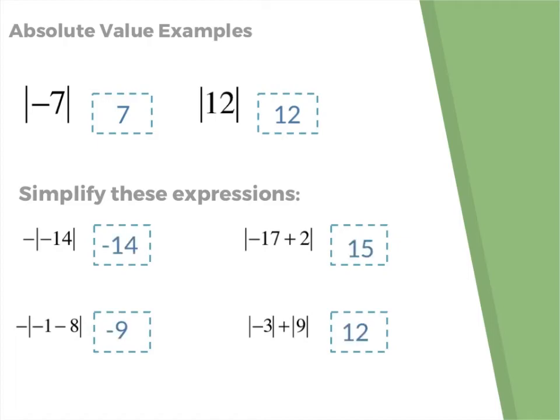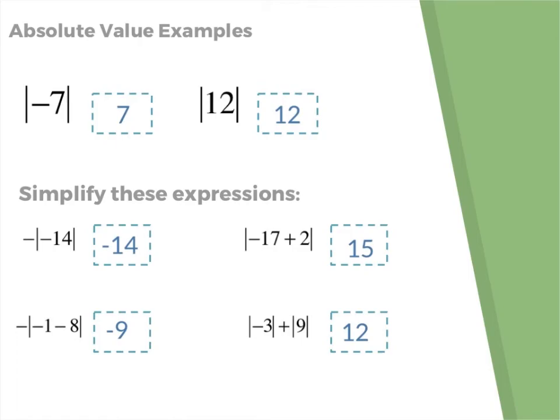How did you do? Were you able to get all of the same answers that I got? I know they were a little tricky. So negative 14, the absolute value of that is 14. Then you've got a negative sign on the outside, so it becomes negative 14 again. Hopefully negative 17 plus 2, you got that as negative 15. The absolute value of that is 15.